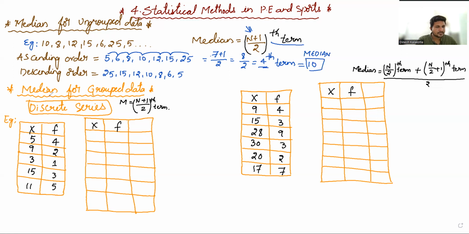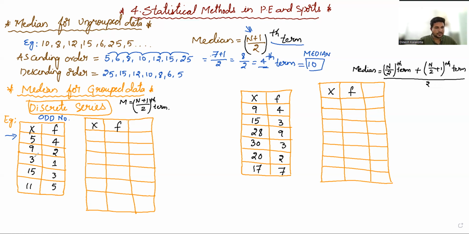Now let us see how to find out median for grouped data, especially for discrete series. So this is the example I have taken. This is an odd number of data, as you can see, 1, 2, 3, 4, 5. There's a little difference between finding out the median for odd number and even number in discrete series. Now let us find out. So this is the given data.